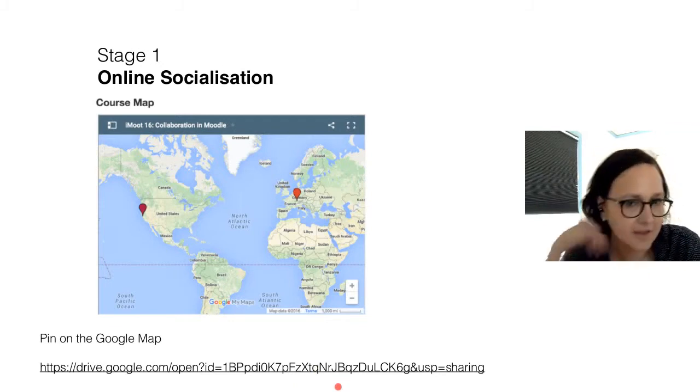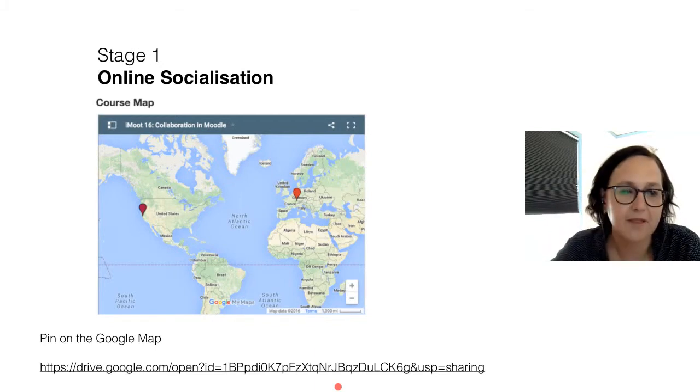The link is actually a real map. Maybe I can put it on the course so that you can try it out. That's the Google map. You can do that with Google Maps.